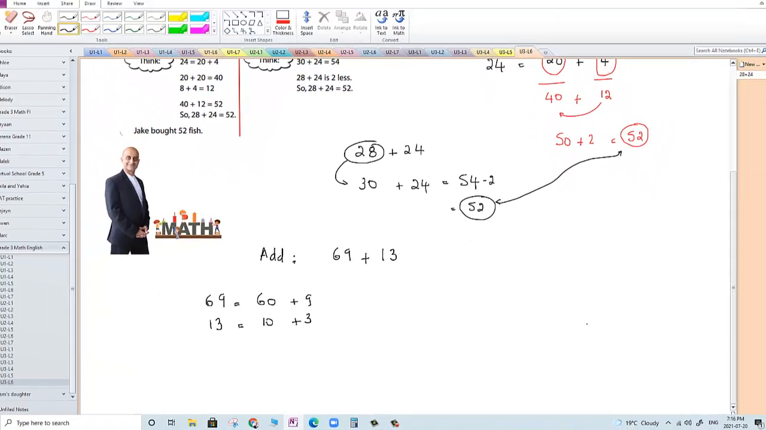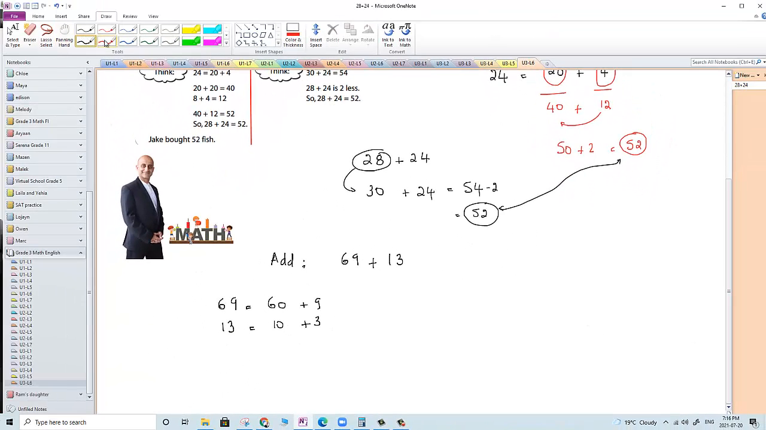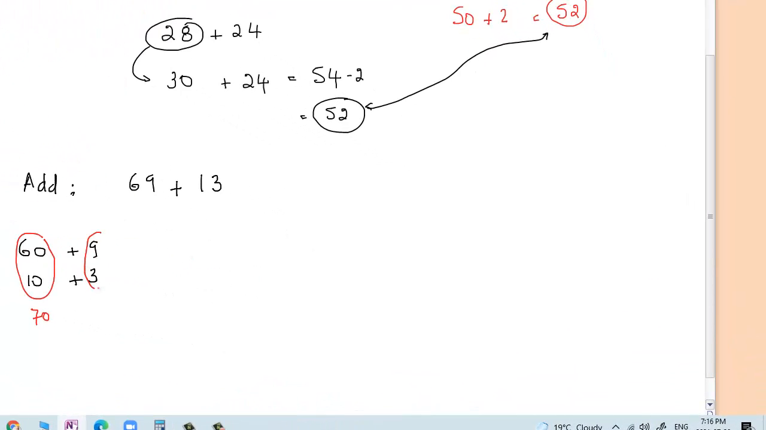So I will take care of the tens. Let's say 60 and 10 equals 70. And the 9 and the 3, I know very well, it's 12. I give the 10 of the 12 to 70, so it's going to be 80 plus the 2. So right away it's going to be 82 as an answer. Perfect. This is the first one when I add the tens and the ones.